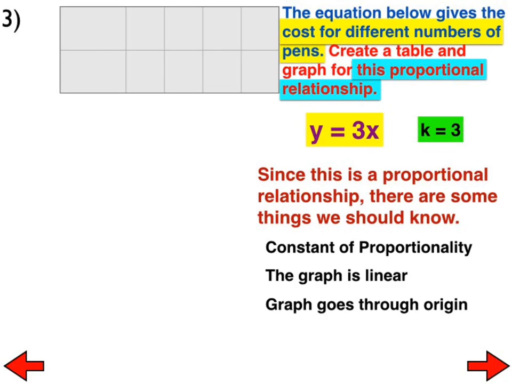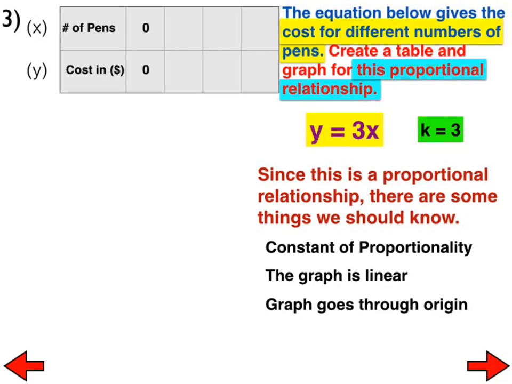So let's start our table. The equation gives the cost for a different number of pens. So cost represents the y numbers, and number of pens represents the x numbers. And you should be at this point filling in the table. Now, we know, since it's a proportional relationship, that it goes through the origin. So I can go ahead and fill in 0, comma 0.